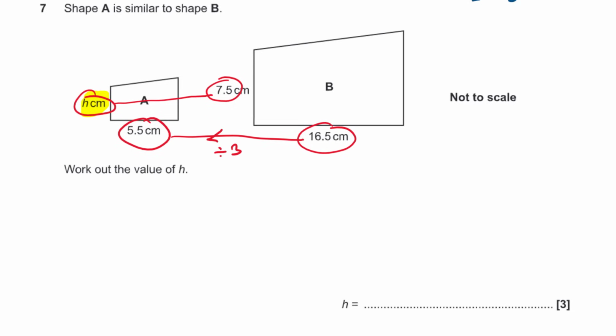So 5.5 is a third of 16.5. So going back this way as well, we need to find a third of 7.5 then, don't we? So H is going to be 7.5 divided by 3. 3 into 7.5 is 2.5, isn't it? So 2.5 centimeters is H.